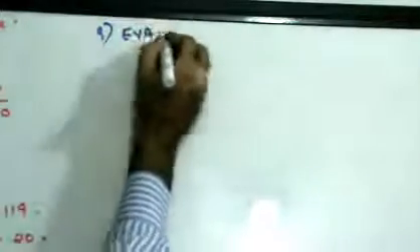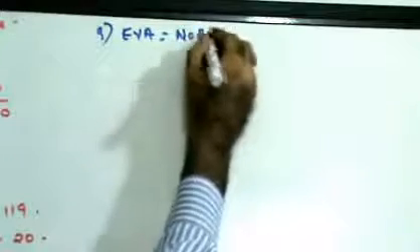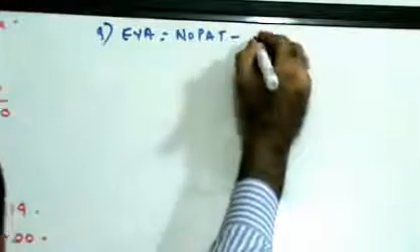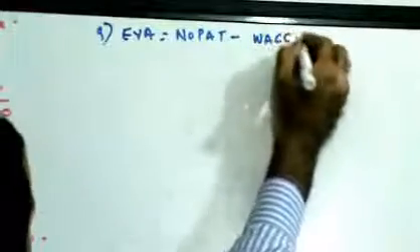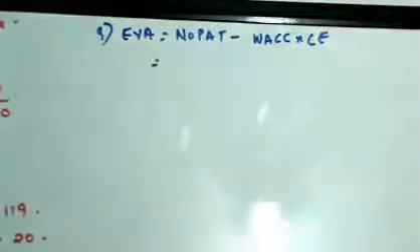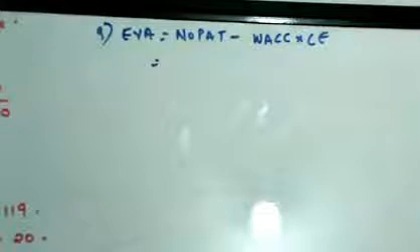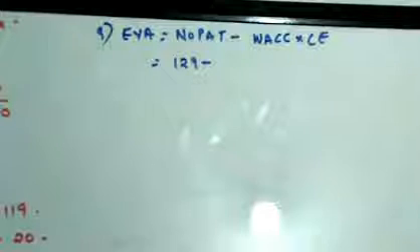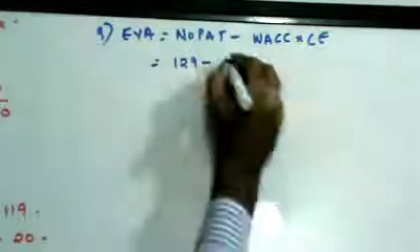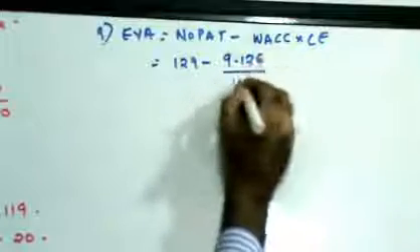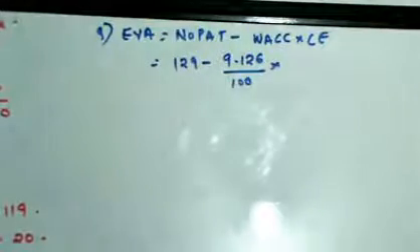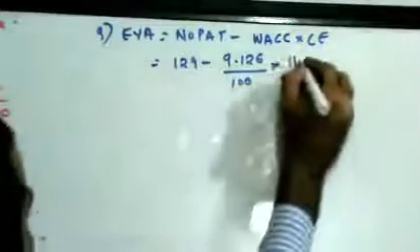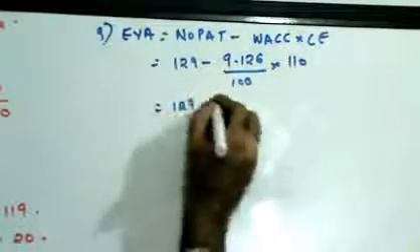Let's find out our NOPAT. NOPAT we've already found out. Let's find out EVA. Economic value added is NOPAT minus weighted average cost of capital into capital employed. Right? NOPAT we had already found out as 129. Minus weighted average cost of capital. Weighted average cost of capital is 9.126% upon 100 into capital employed, which I just found out as 110.